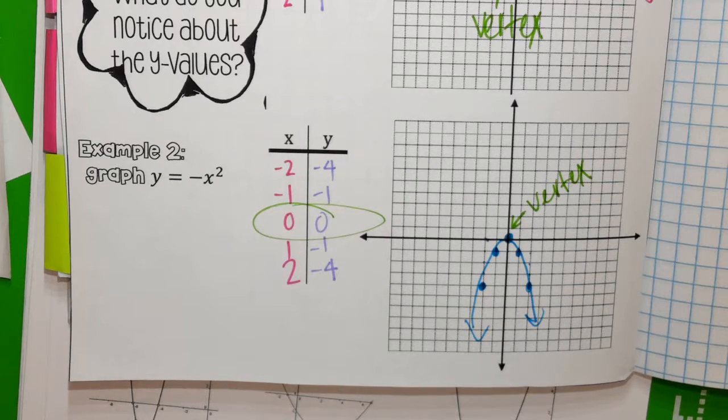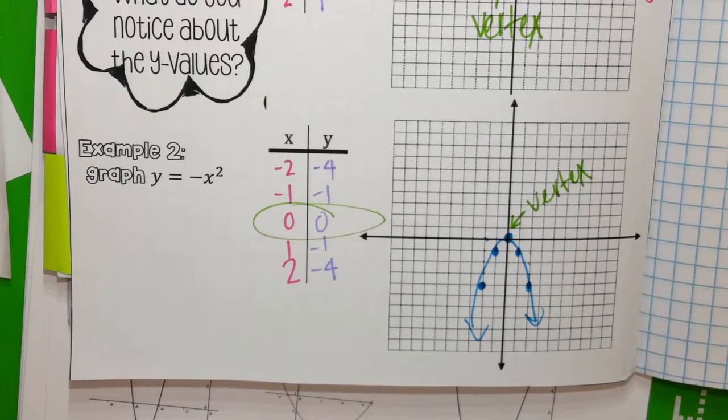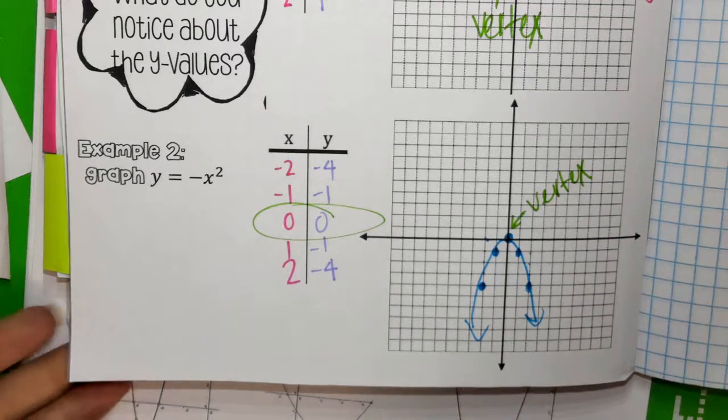Okay. Now, how many zeros do we have on here? 1. And our 0, where it crosses the x-axis, is at 0, 0. Where's our y-intercept? Where does it cross the y-axis? At the origin. And what's our axis of symmetry? X equals 0. All right, go over to 34b.